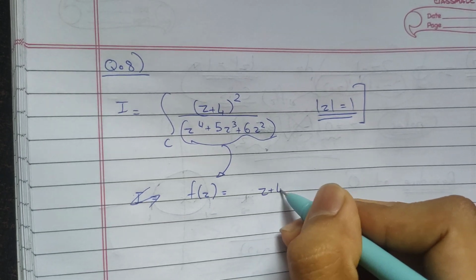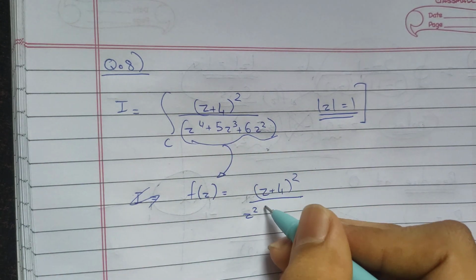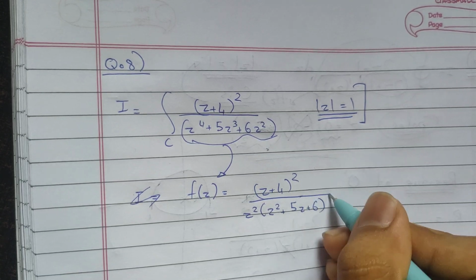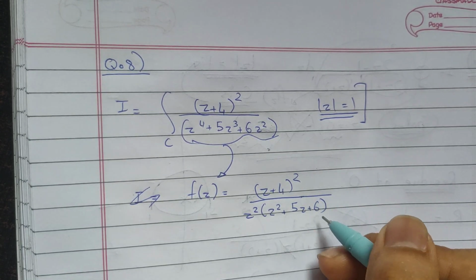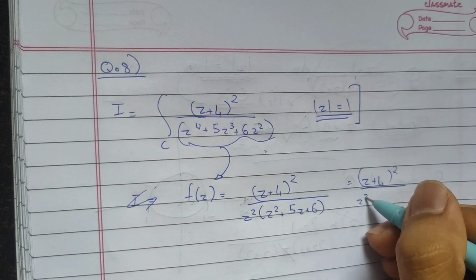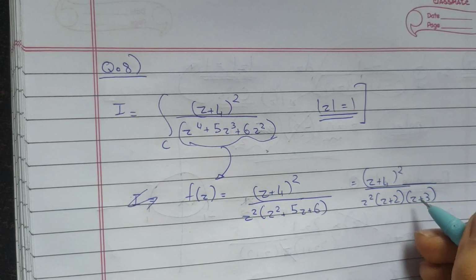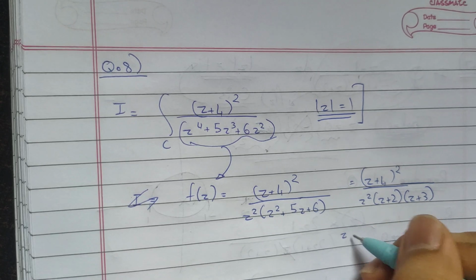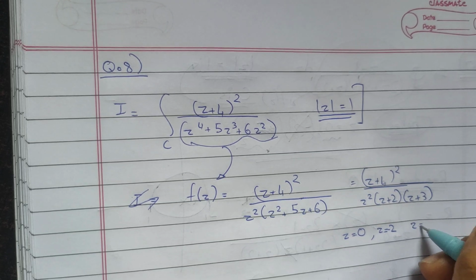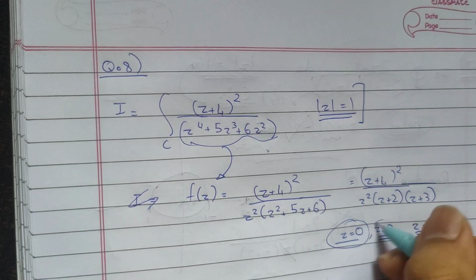I'm just simplifying the denominator, to be more precise. We get z squared, and if we take z squared common, we get z squared plus 5z plus 6. So basically you get z plus 2 and z plus 3. This becomes z squared into z plus 2 into z plus 3. So the possible singular points are z equal to 0, z equal to minus 2, and z equal to minus 3.